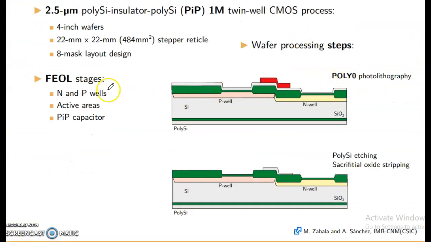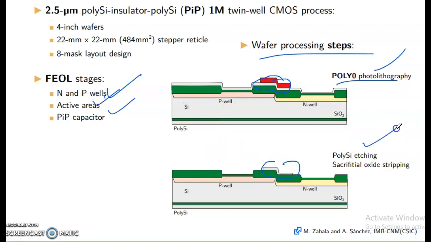then N and P wells, active areas, PIP capacitor, poly photolithography, wafer processing steps. Here polysilicon etching, sacrificial oxide stripping. Here, okay, what is going on? This, okay.